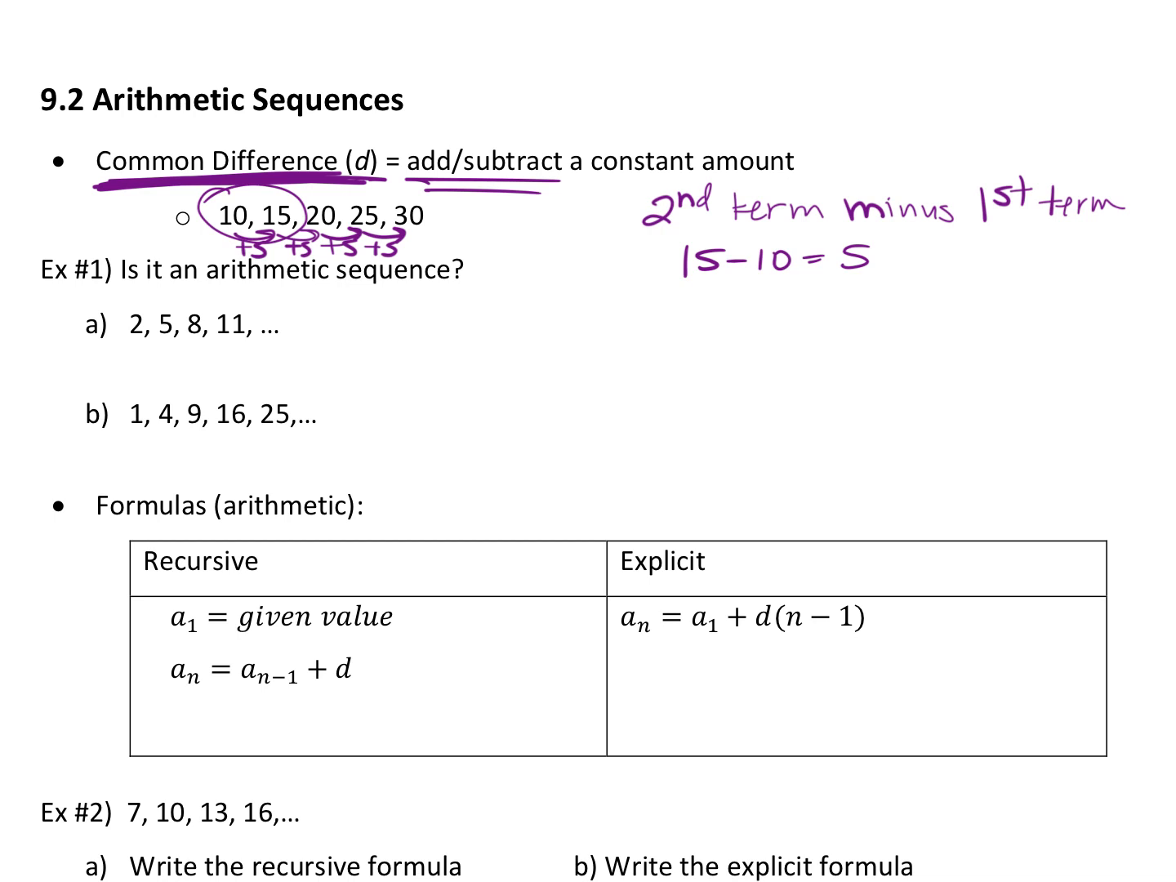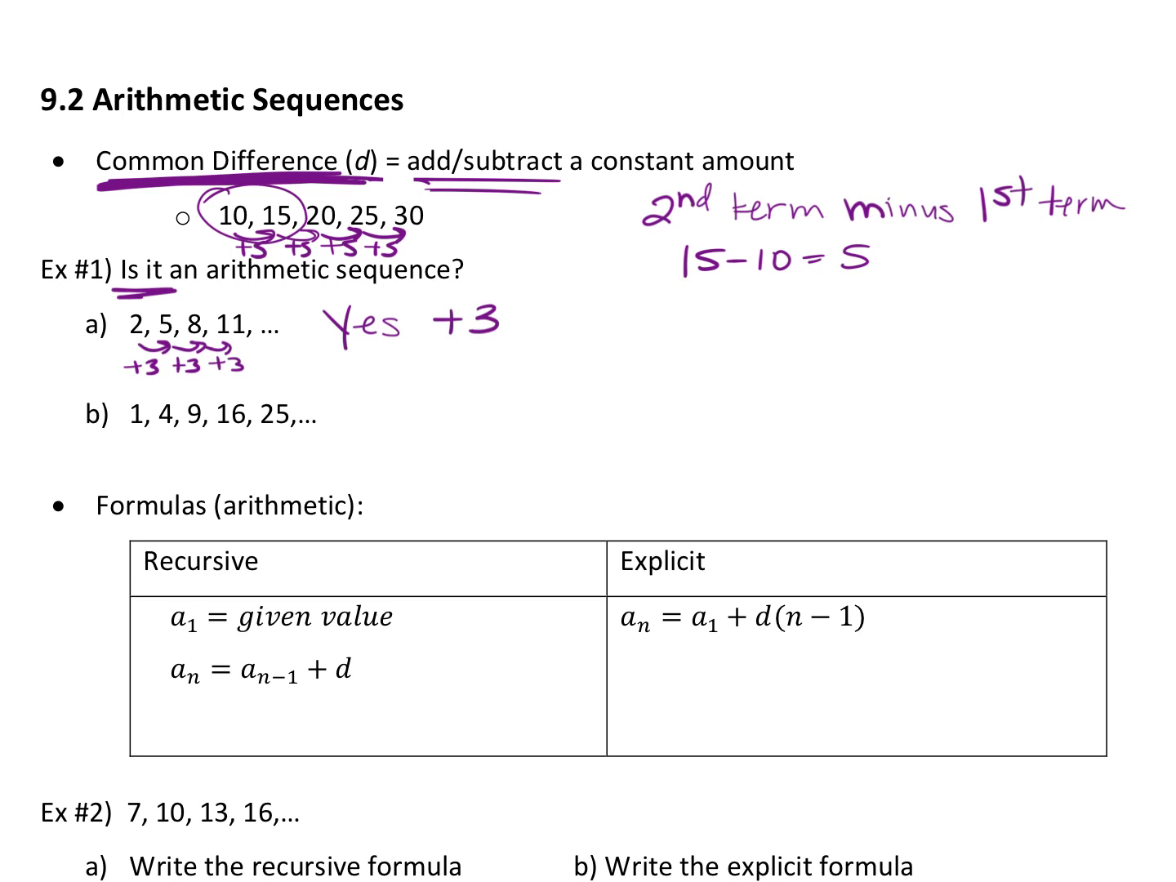So in order for something to be an arithmetic sequence, it has to have a common difference. If there's not a constant number that you're changing by every time, it's not an arithmetic sequence. So this first question: is it an arithmetic sequence? You look at 2 to 5 to 8 to 11. To find a common difference, take the term minus the term in front of it. 5 minus 2, 8 minus 5, 11 minus 8. Is there a common difference? You're doing plus 3 every time. So we would say yes, this is an arithmetic sequence, and the common difference is plus 3.